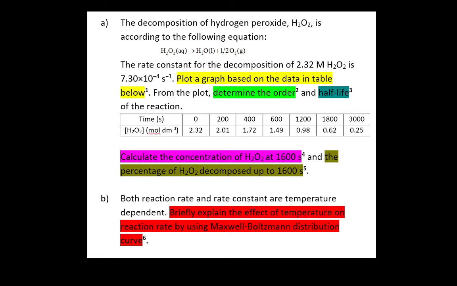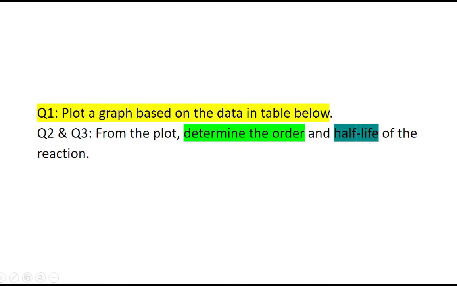So, there are 6 questions in this essay. Question number 1. Plot a graph based on the data in the table below. Question number 2 and question number 3, from the plot, determine the order and half-life of the reaction.